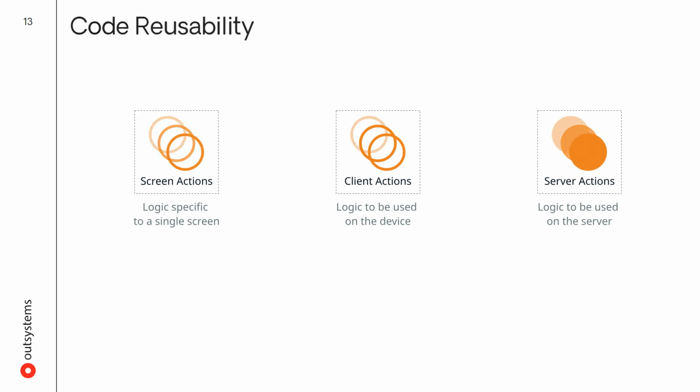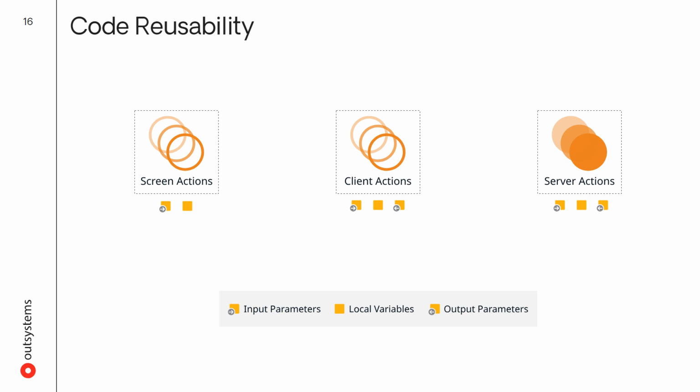When we talk about code reusability, we're actually talking about logical code reusability. This reusable logic is provided through actions. Code reusability enables developers to better maintain their code base and focus on smaller problems to solve by defining smaller and reusable pieces of logic. In the end, this means that within an application you will define several screen actions, client actions, and server actions. It's also important to note that screen actions may have input parameters and local variables, whereas client actions and server actions may also have output parameters.